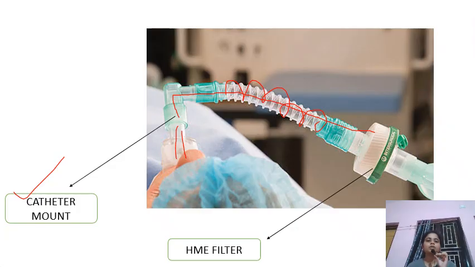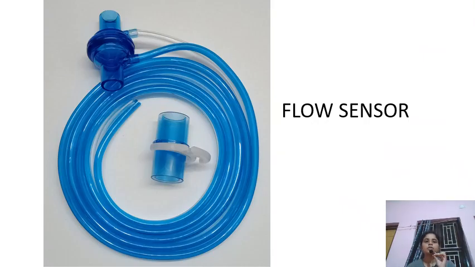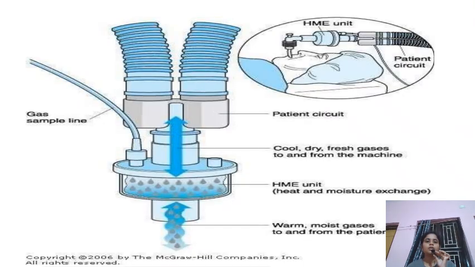In some of the ventilators, if a flow sensor is required, the flow sensor will be placed here. Okay, the flow sensor, then the HME filter, and then the ventilatory tubing would be present. So this is the flow sensor which will be monitoring the parameters. In all ventilators it is not required. So here you can see the HME unit, your catheter mount would be there, HME unit, and then the ventilatory tubing.